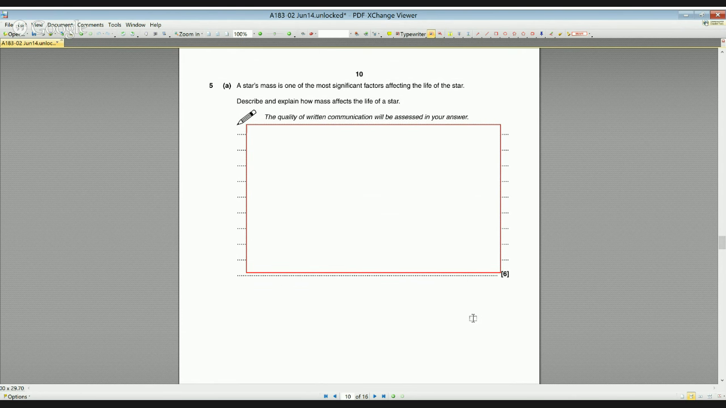The first one is to simply describe what the properties of a high mass star are. So high mass stars are usually hotter and have higher luminosity. That's a nice description there of high mass stars. Big stars, they tend to be hotter and they tend to have higher luminosity.